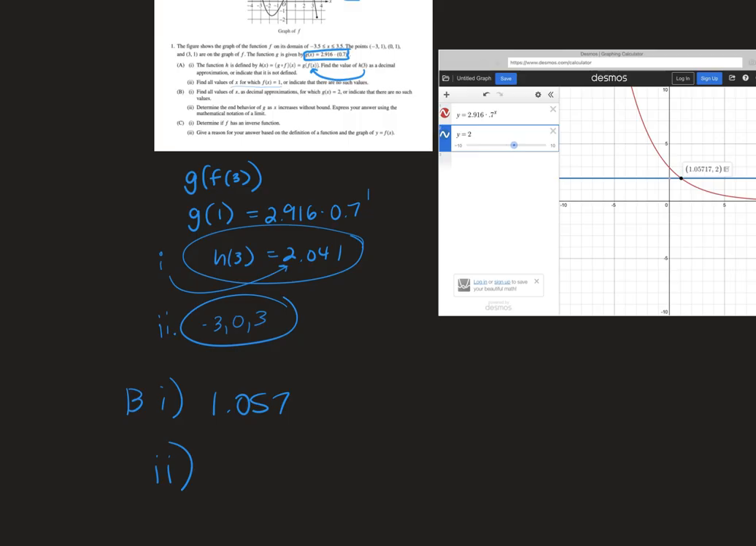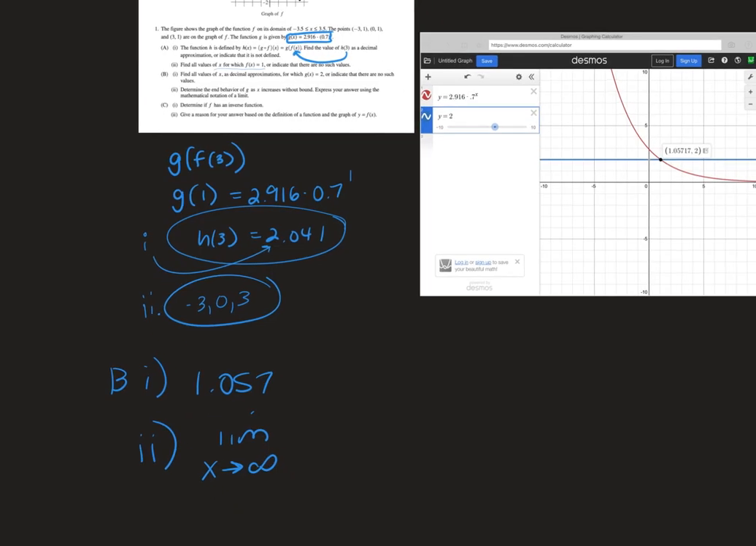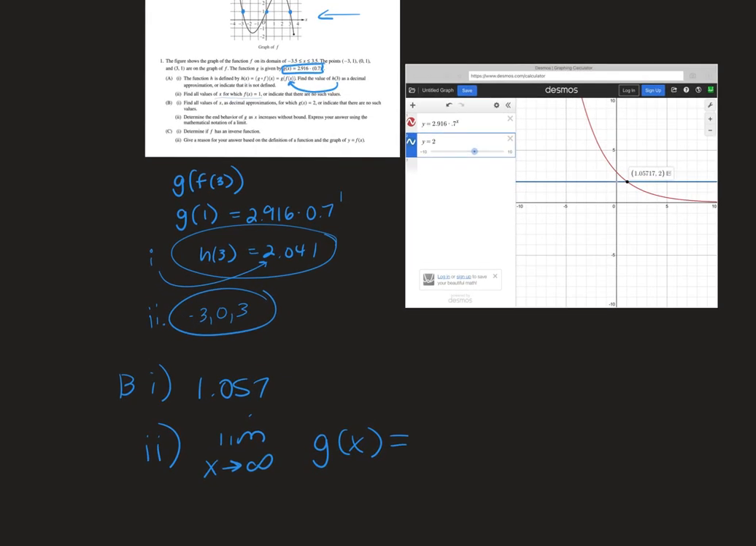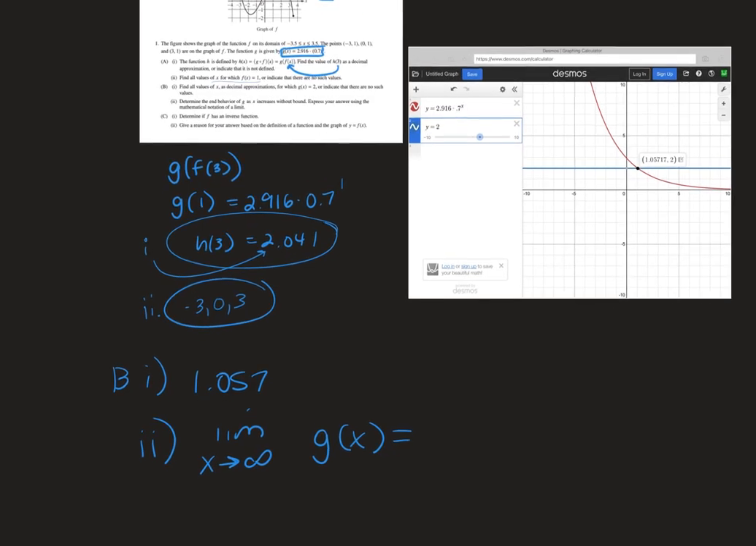I says determine the end behavior of G as X increases without bound. So it's talking about increases without bound. Is that the right hand or the left hand behavior of my function? Right hand behavior. And it says use limit notation. So I'm going to say the limit as X goes to positive infinity, because that would be right hand behavior, of G of X, and my equation is named G of X. Equals what's happening on the right hand side of your graph. Where's it going? To 0, because there's a horizontal asymptote there. So full credit for that entire thing.